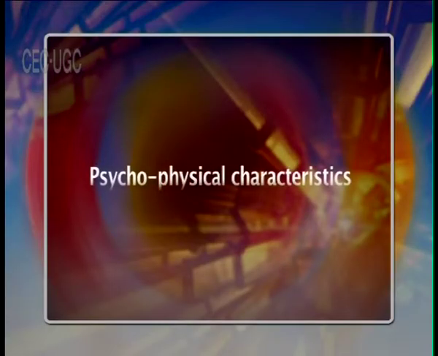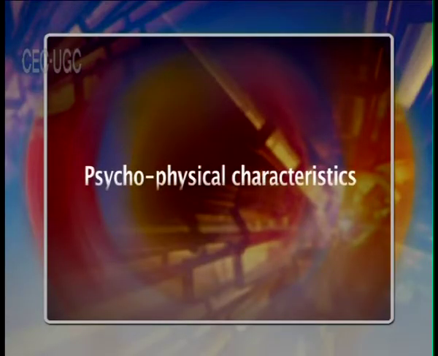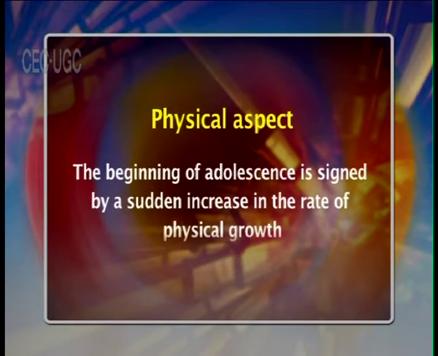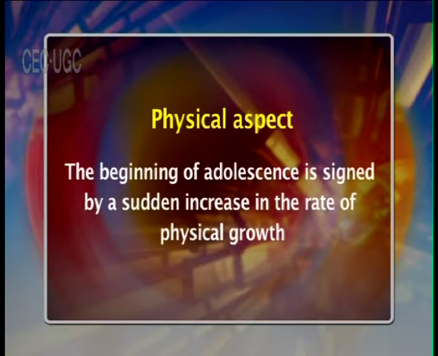Now we will discuss psycho-physical characteristics of this stage. First, physical aspect. The beginning of adolescence is signed by a sudden increase in the rate of physical growth. While this growth spurt occurs for both the sexes, it starts earlier for girls at about the age of 10 or 11 than for boys at about the age of 12 to 13.